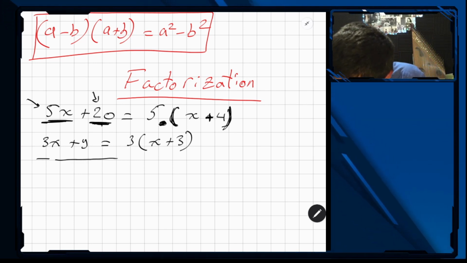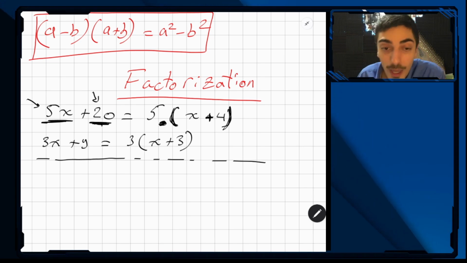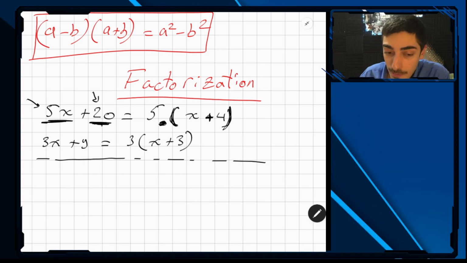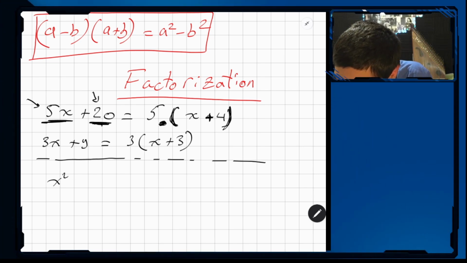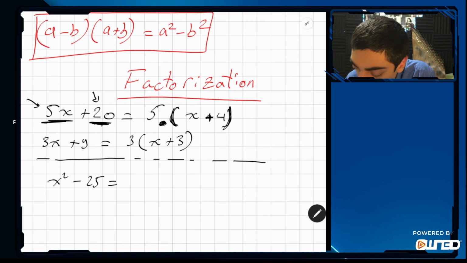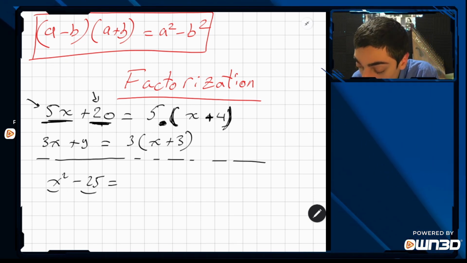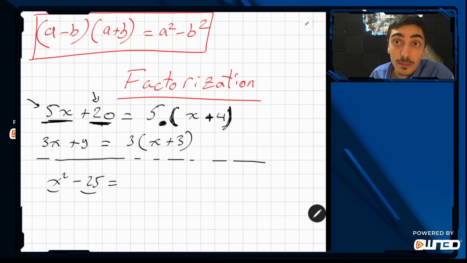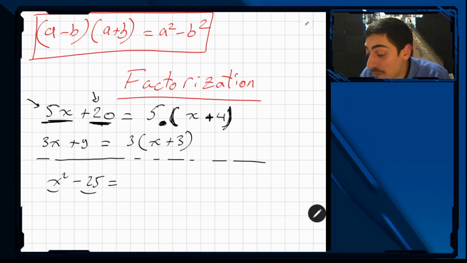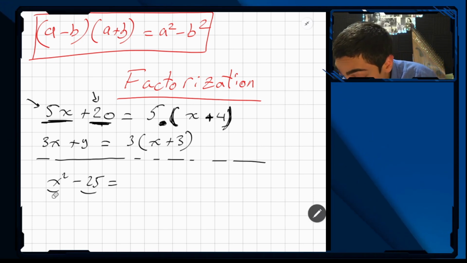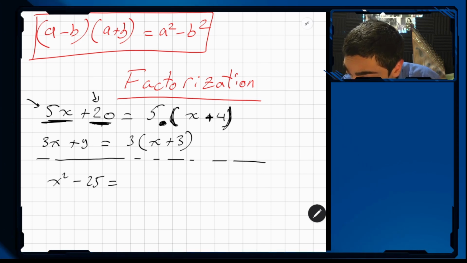Now, things get tricky when we involve higher degrees. So let's say x squared minus 25, and I want to write this as a product of factors. If you're going to look for something in common between these two, you're not going to find it. X, I don't know what x is. 25 is 5 squared. That's all I know. So that's what I'm going to write. But that doesn't solve my problem at all.